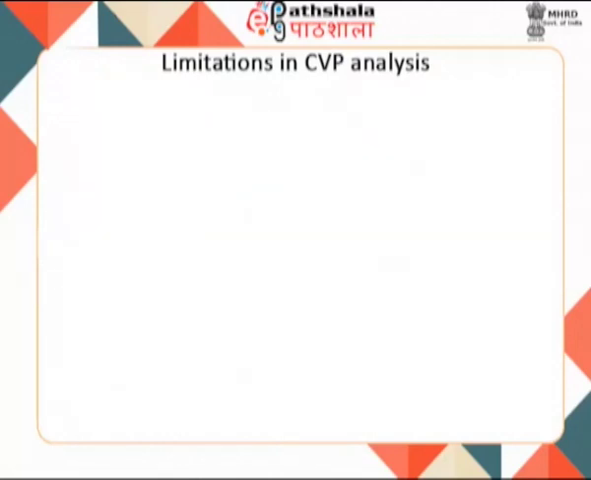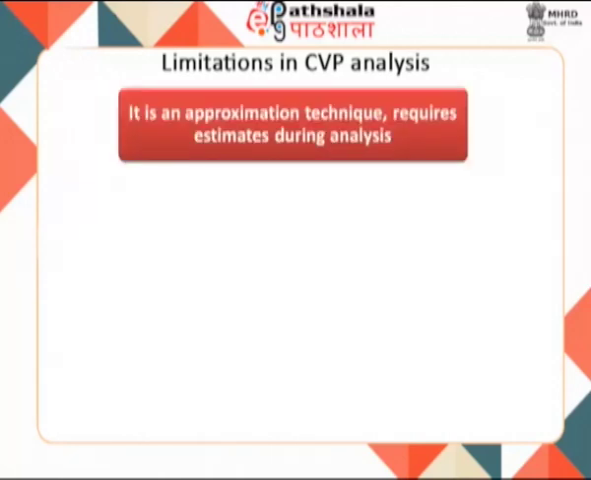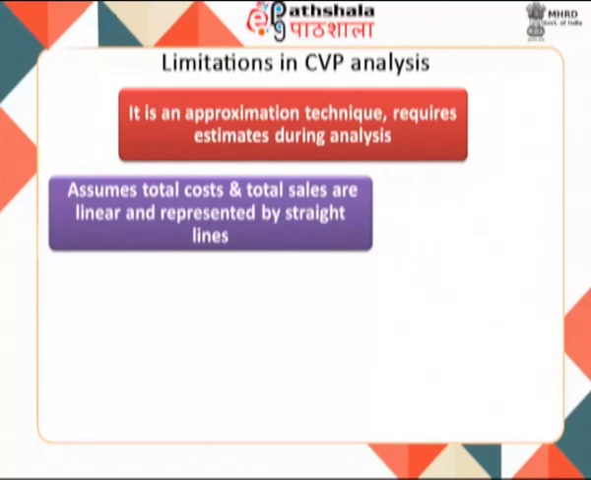If there are no constraints or marketing limitations, products having the largest contribution margin per unit of limiting factor should be manufactured. In spite of its usefulness to the management in decision making, the CVP analysis suffers from some serious limitations, which are: number 1, CVP analysis is an approximation technique. It requires estimates during analysis, and thus it puts a question mark on the accuracy. Number 2, it assumes that total cost and total sales are linear and represented by straight lines, but in actual practice it may not be true.